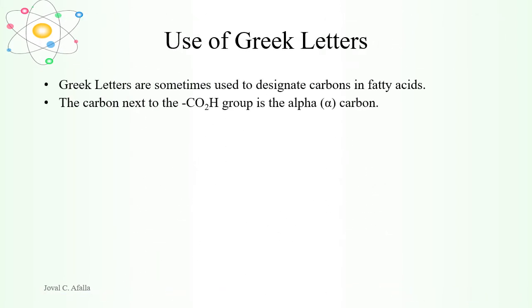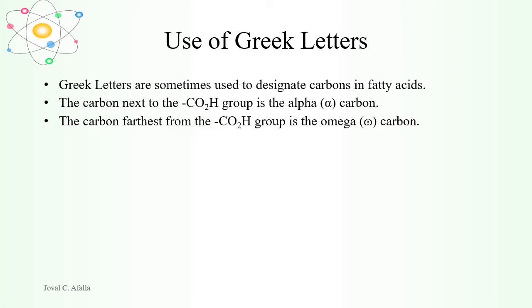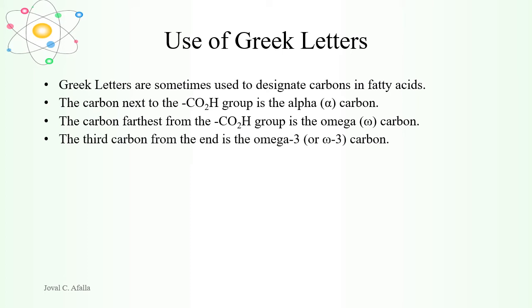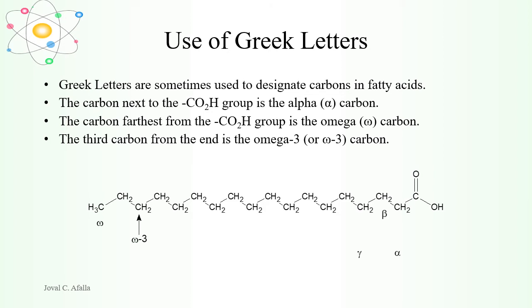This is just a reminder of the use of Greek letters. The alpha carbon is the one that's next to the carboxylic acid group, and then beta is the next, and so on until you reach the end, and then the end may also be referred to as the omega carbon. Other interesting fatty acids are sometimes referred to as the omega-3 fatty acids. It just refers to the third carbon from the end, and usually it has an unsaturation.